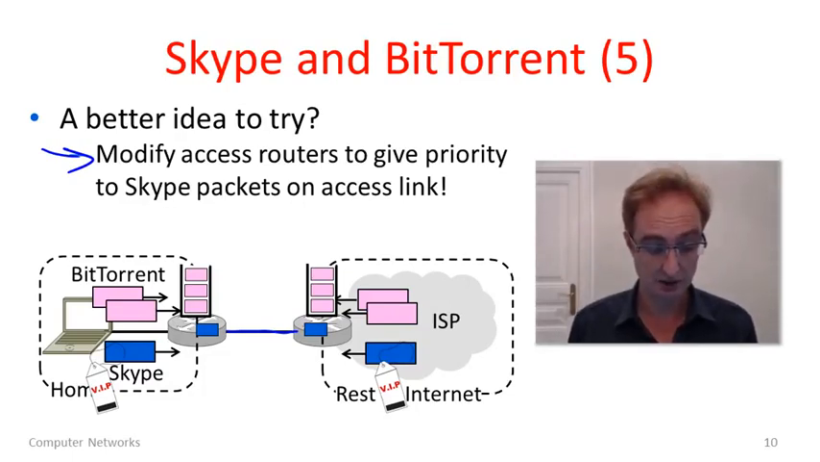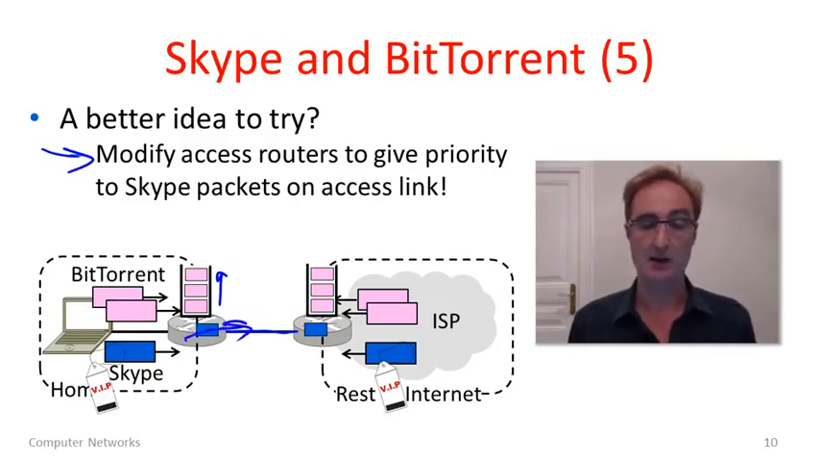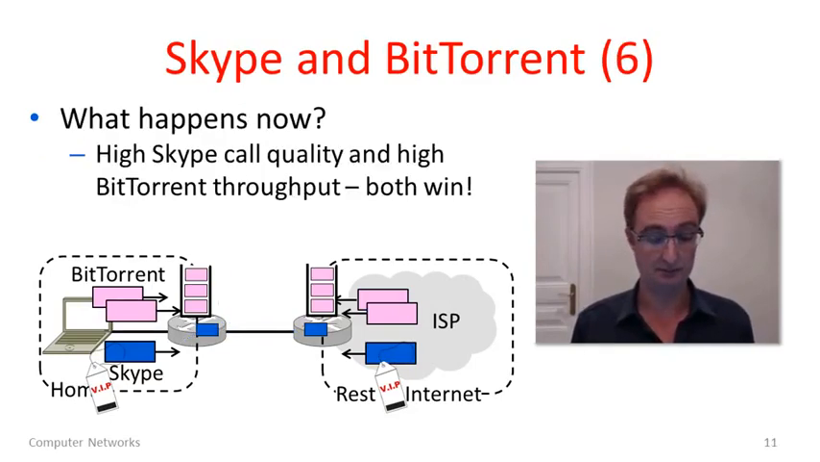So you can see here I've shown that the BitTorrent packets are queued, they go in a queue, but if a Skype packet comes, it just goes straight onto the link. Well, and to do this, we have to change the router. So we're changing the way a router works to do this.